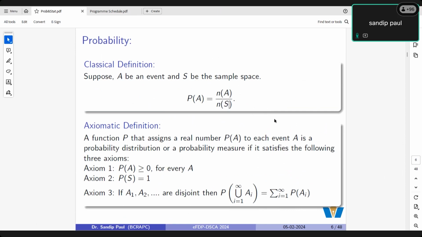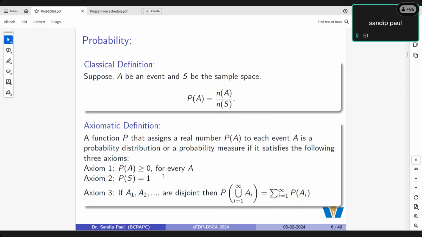Now there is another definition, the axiomatic definition, where probability can be defined through some axioms. First of all, the first axiom is that the probability of the event A from the sample space S is always non-negative. That means probability is always greater than or equal to 0 for any event. And the probability of the sample space, or the certain event, is always 1.